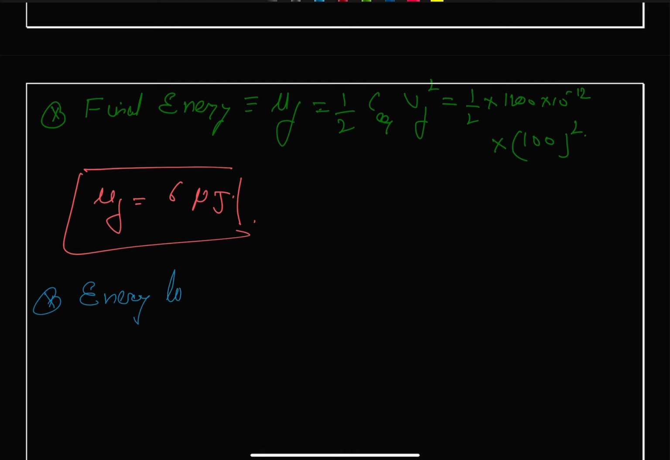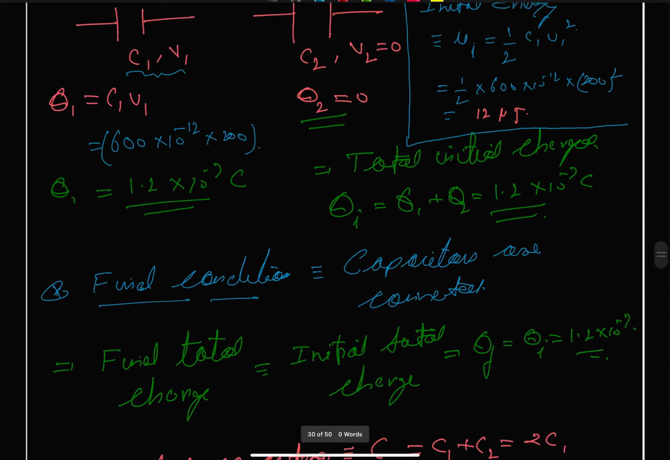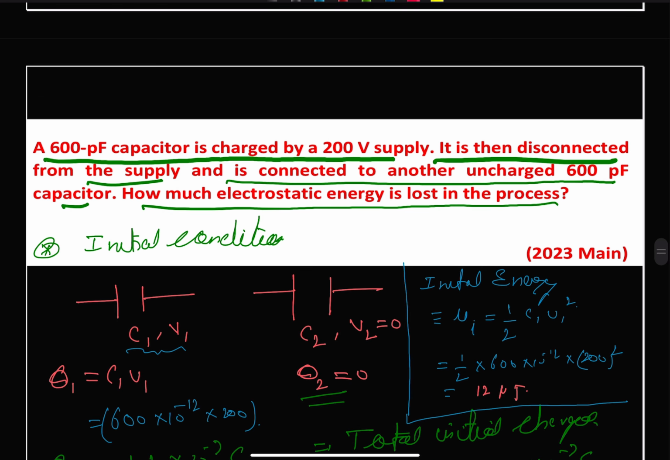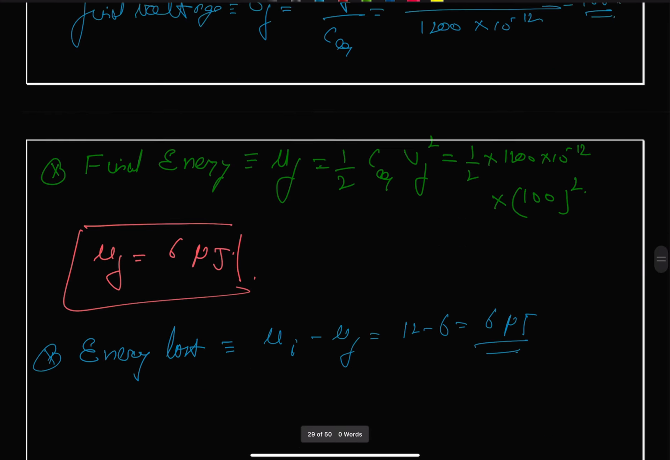Energy lost will be equal to U initial minus U final, which gives us 12 minus 6, which is equal to 6 microjoules. Energy lost in the process is 6 microjoules. Next question.